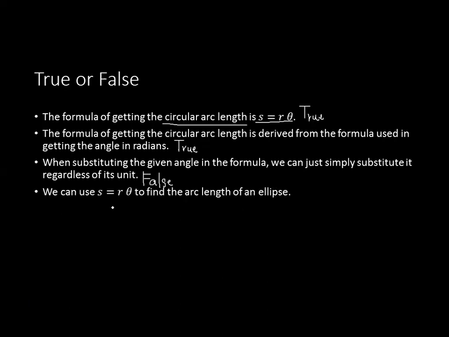So next, we can use S is equal to R times theta to find the arc length of an ellipse. The answer here is false. Why though? What is an ellipse? First and foremost, an ellipse is just basically an elongated circle or an oval circle. Of course, in every shape, there's always a center. So an ellipse has a center.